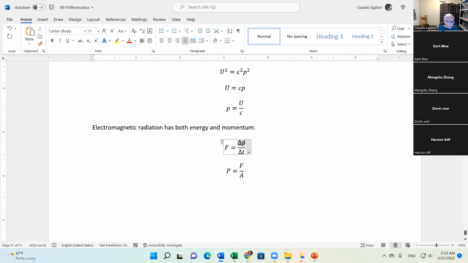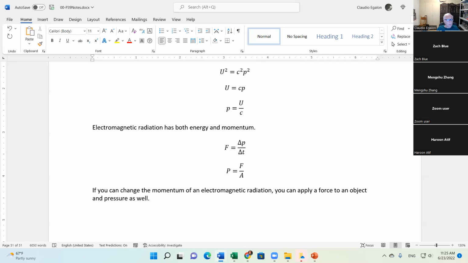And how can we change the momentum of the light? So the question is, if you can change the momentum of an electromagnetic radiation, not just light, but electromagnetic radiation in general, you can apply a force to an object, and pressure as well.